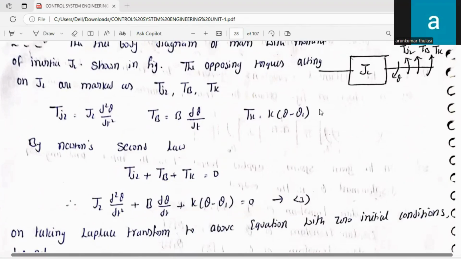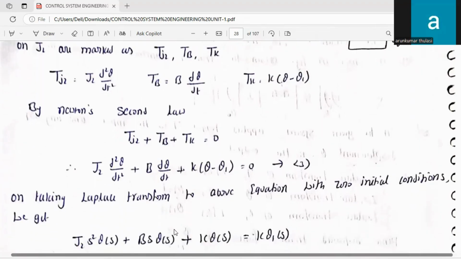So for J2 there is no applied torque, right? We have to keep zero. These are the three opposing torques. If you substitute these three torque balance equations in this equation, we have the equation J2 d square theta by dt square plus b into d theta by dt plus k into theta minus theta 1 equals 0. So this is equation number 3.